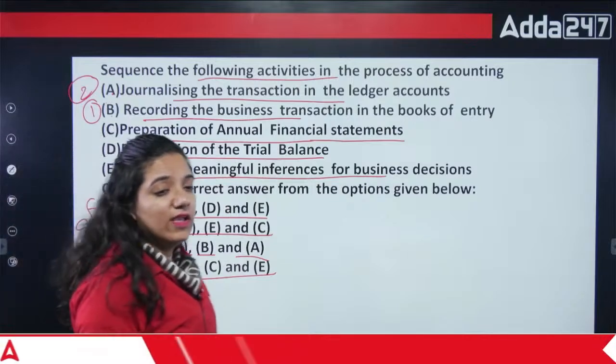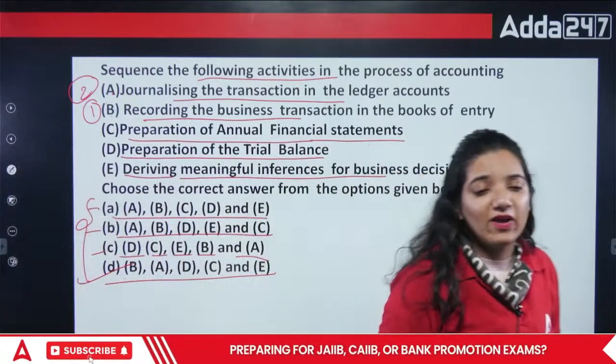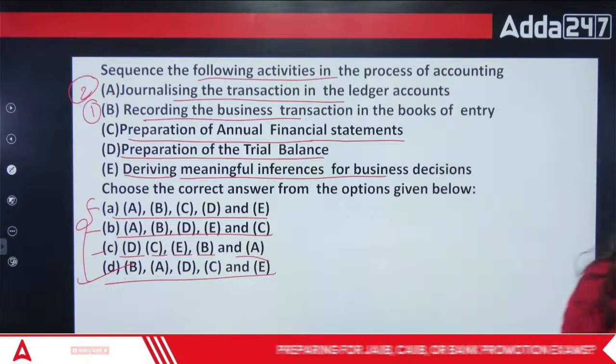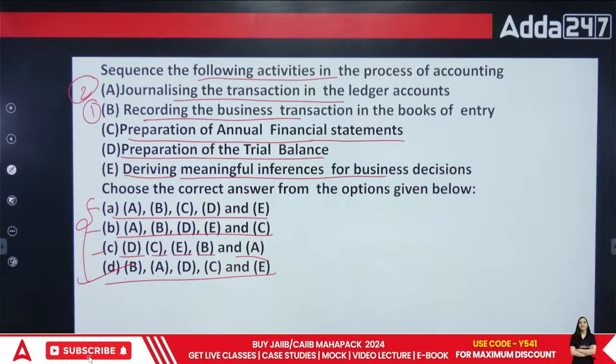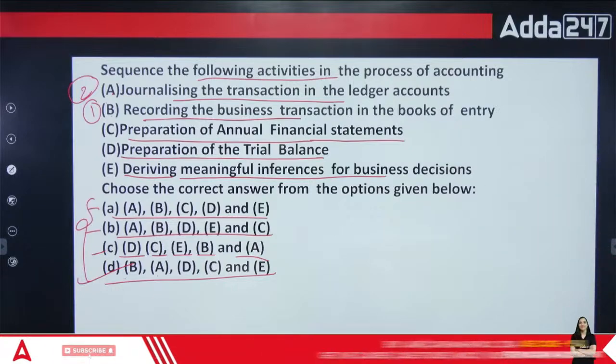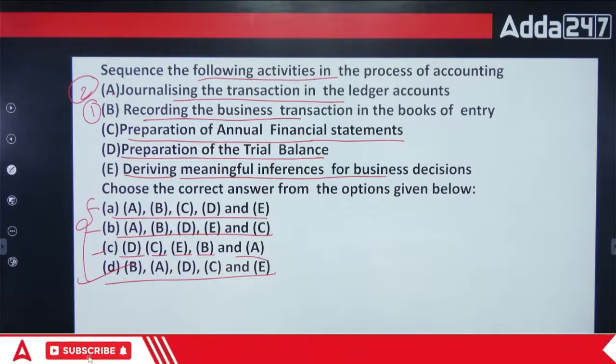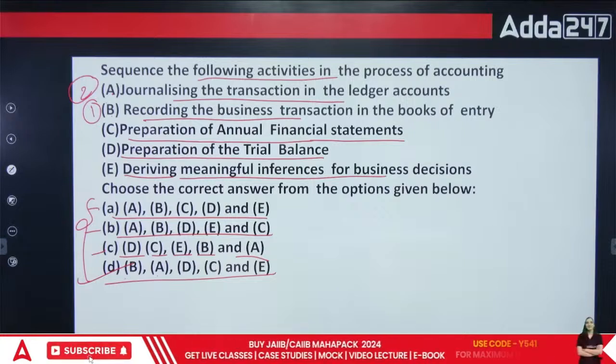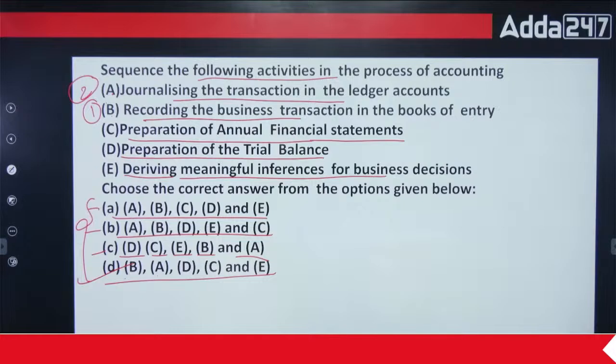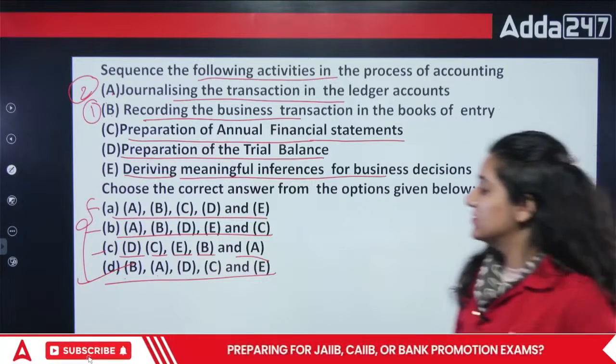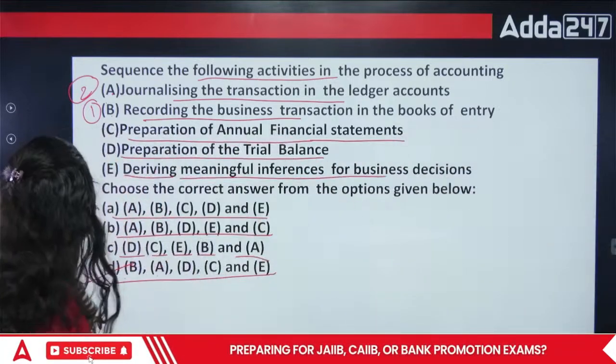If we have made any profit, if we have made any losses, what is happening in those losses and the profits there? What is it that we are doing? So we'll be talking about those losses as well as profits. That is what is covered in this area. So the answer is B, A, D, C, E.